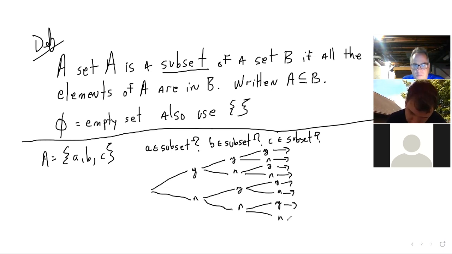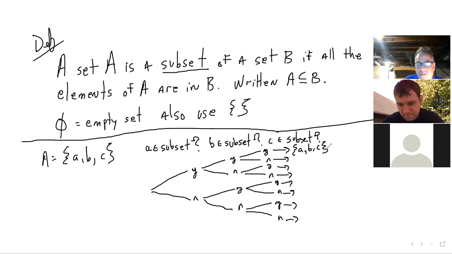Probably could have made this a little bigger. All right, so what I mean is start here, go, okay, is A? Yes. Is B? Yes. Is C? Yes. So that is itself. And a set can always, by definition, be a subset of itself. So that is itself. And then I'm just going to continue on.